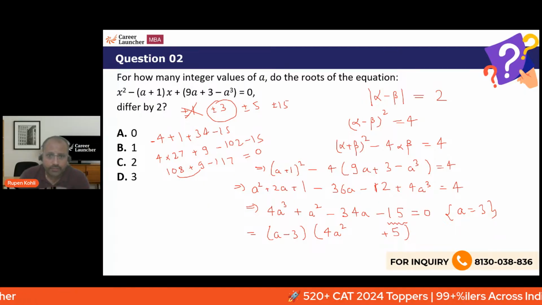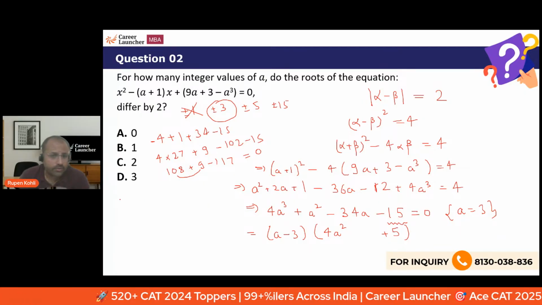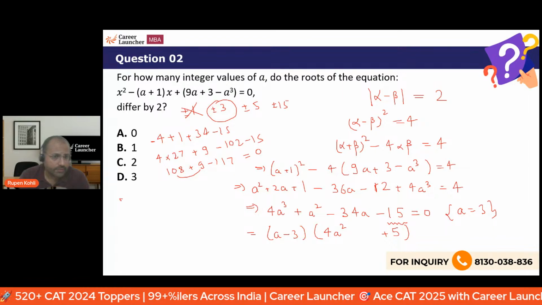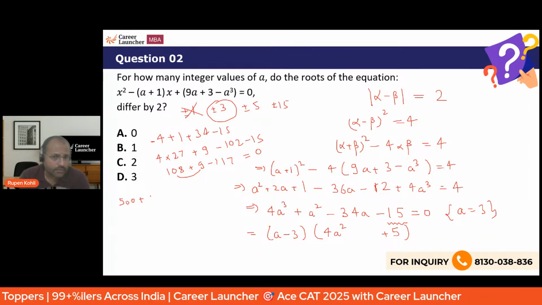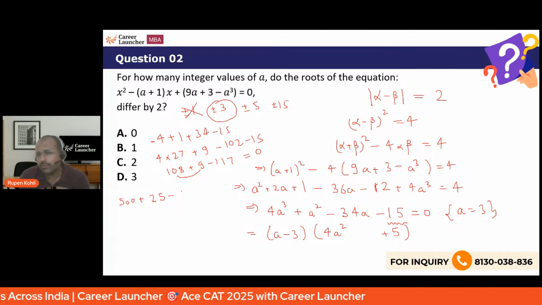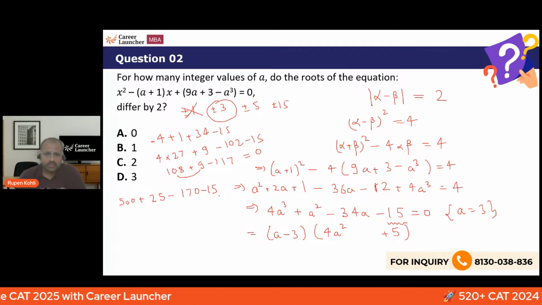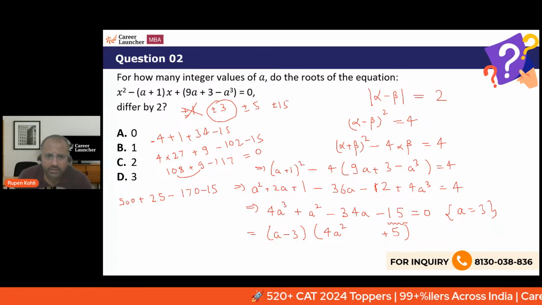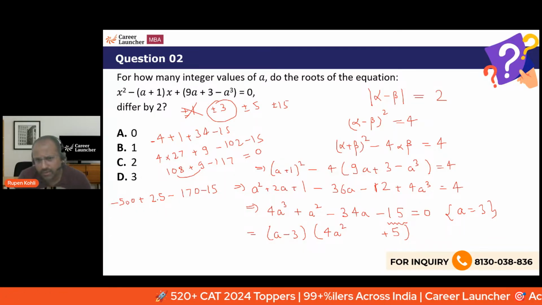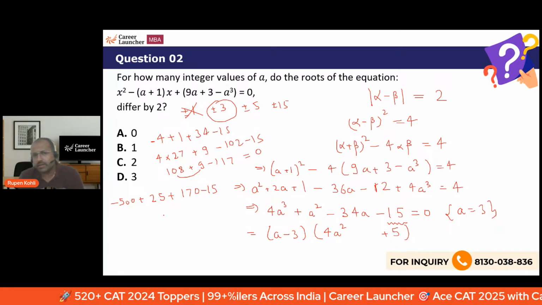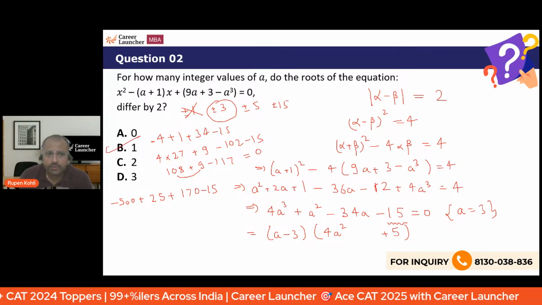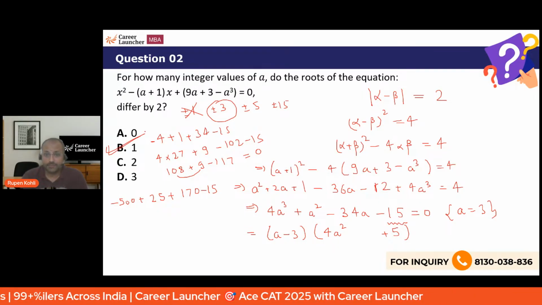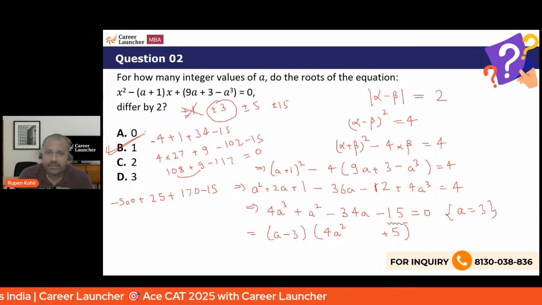If I put 5 over here, I get 4 into 125, which is 500, plus a square, which is 5 square 25, minus 34 into 5 would be 170, minus 15, clearly not 0. It is something positive. And even if you try with minus 5, you won't get a 0. It will be minus 500 plus 25 plus 170 minus 15, right? So therefore, what is the answer? There's only one value of a, which is 3, right?